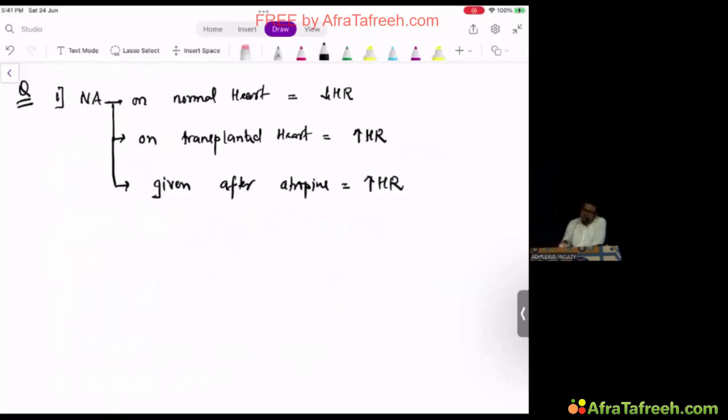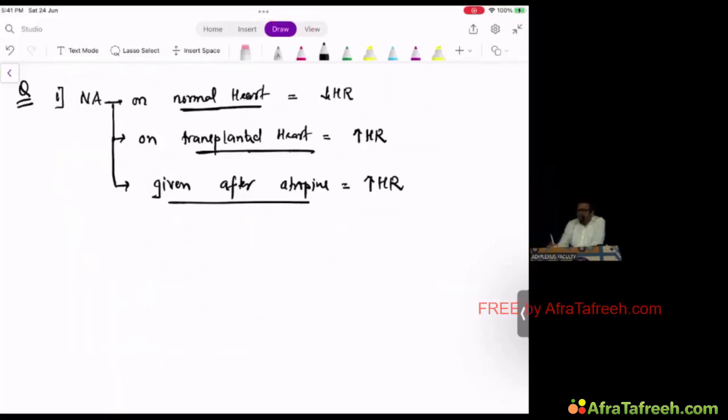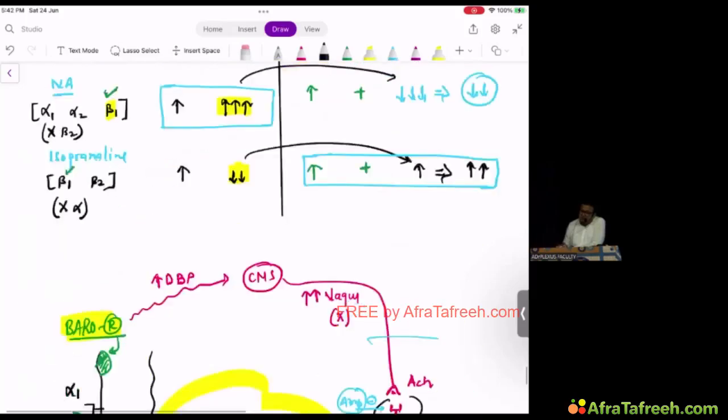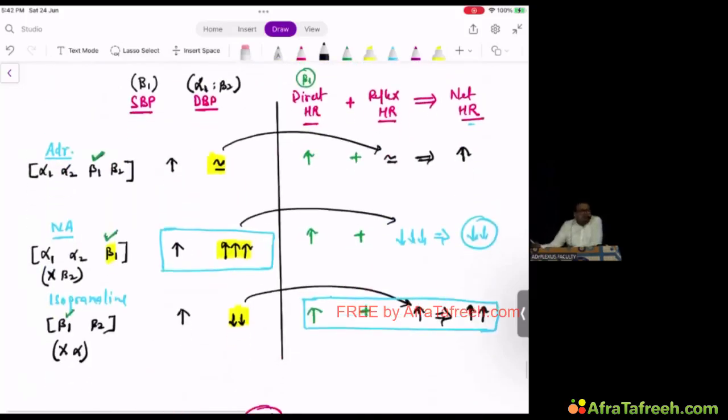These are the questions asked. Na in a normal person will cause bradycardia, but in a patient with a transplanted heart, or if Na is given after atropine, it will start causing tachycardia. So these kinds of questions are not very commonly asked. I will not say they are commonly asked, but sometimes they have been asked. So you need to remember the actions of these 3 catecholamines on these parameters: BP, heart rate. Clinically important points I have told you.